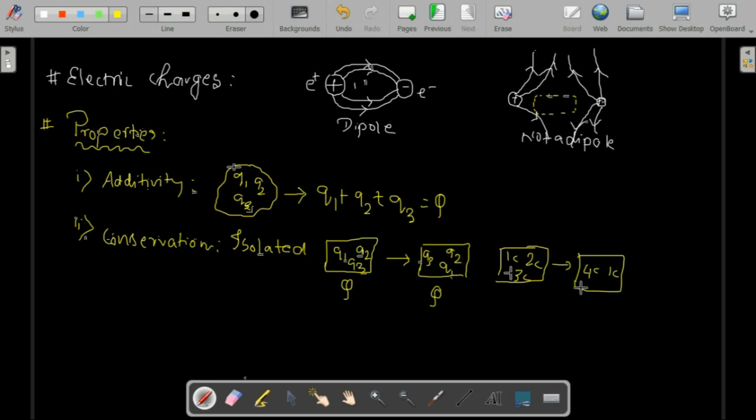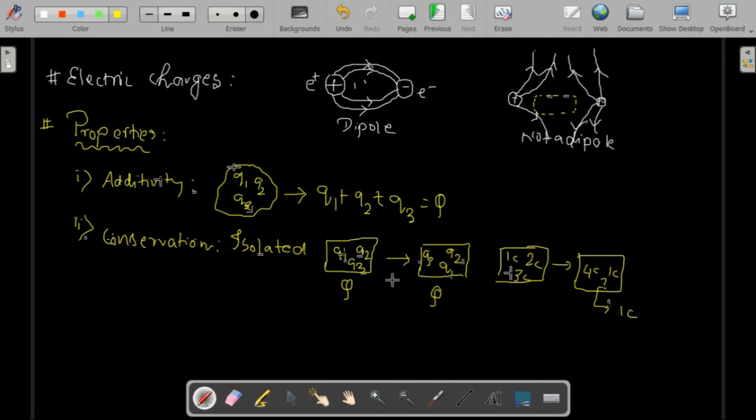Okay, the question is, what will be the third charge? If it's an isolated system, we can equate them: 1 plus 2 plus 3 plus 3 is 6. Here it is 4 plus 1, 5. So this obviously will be nothing but 1 coulomb charge. That's the application of conservation of charge or isolated system. We have studied conservation laws for so long, so these things are more or less clear.